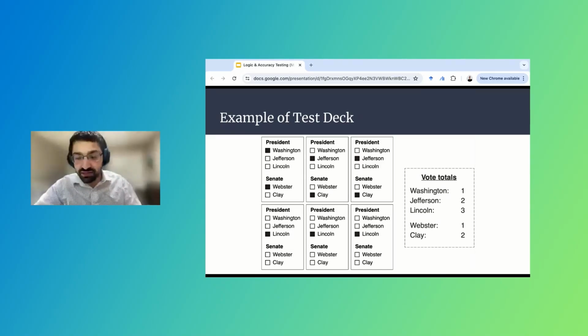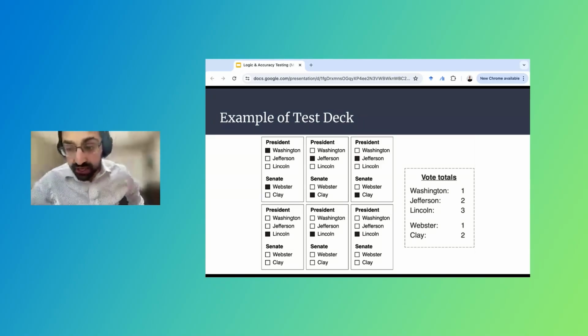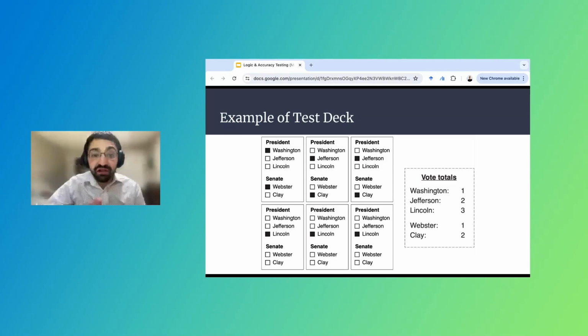So if this machine was configured properly, then this test deck fed into the machine would output these vote totals. Namely, 1 vote for Washington, 2 for Jefferson, 3 for Lincoln, 1 for Webster, 2 for Clay. And as you see, these are different vote totals for the presidential candidates as well as for the Senate contest.